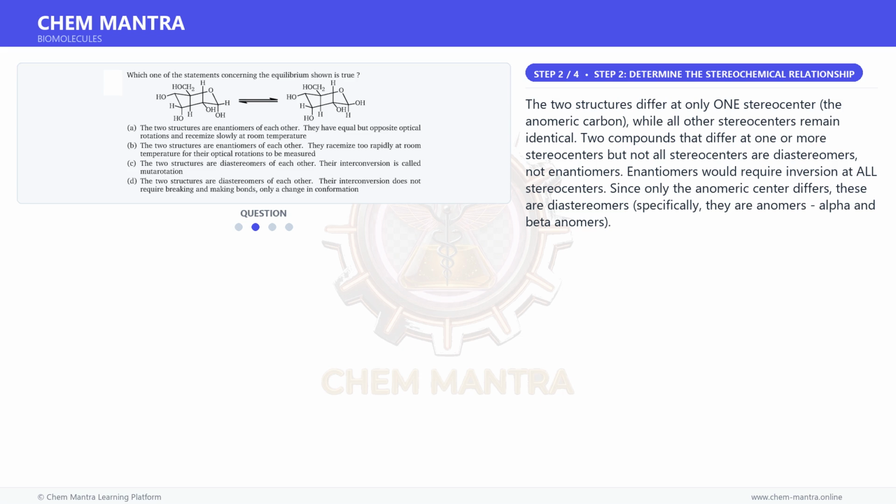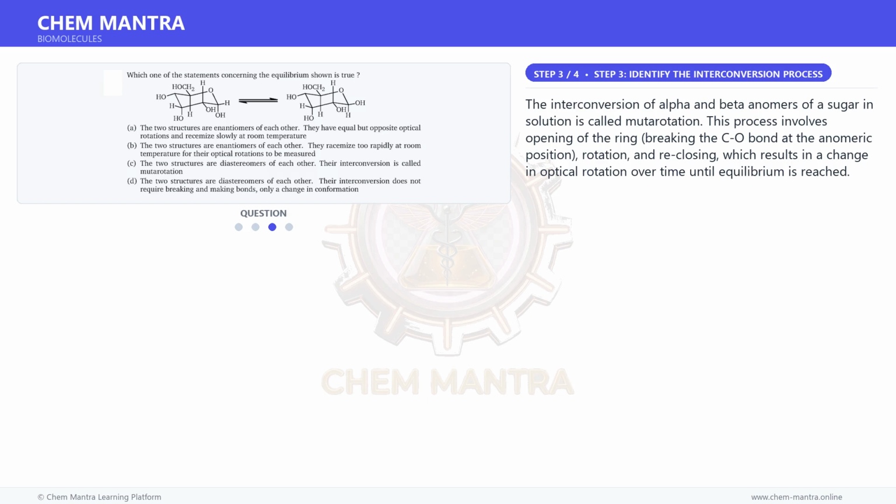Two compounds that differ at one or more stereocenters, but not all stereocenters, are diastereomers, not enantiomers. Enantiomers would require inversion at all stereocenters. Since only the anomeric center differs, these are diastereomers, specifically, they are anomers, alpha and beta anomers. Moving on to the next step.